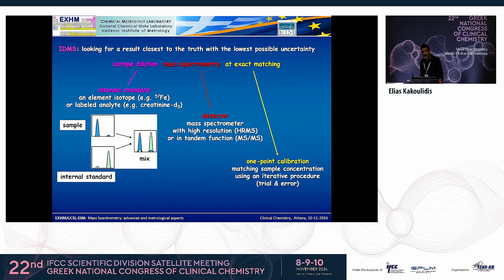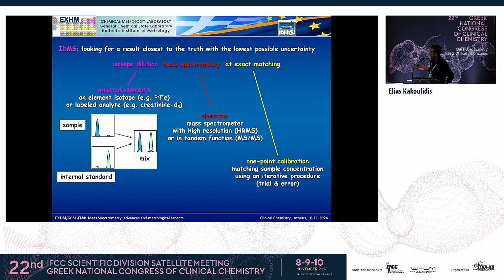So, regarding mass spectrometry, also in clinical applications, but when we measure in metrology, regardless of the substrate, it is mostly done by isotope dilution mass spectrometry. So we need an internal standard. In the case of elements, we have stable isotopes, and we enrich the sample with a stable isotope. In the case of organic analytes, we use a labeled analyte. In the case of creatinine, a deuterated creatinine was used.